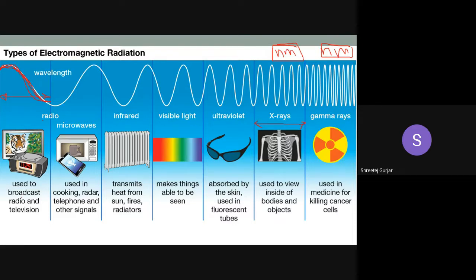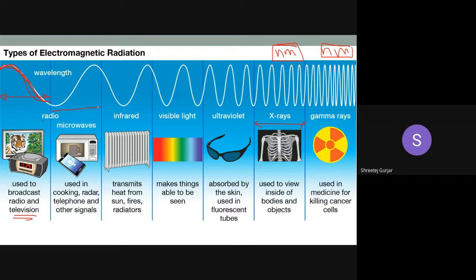What are they used for? They are used to broadcast radio and television, your FM radio, and earlier we used to have antenna TVs, wherein radio waves were used to transmit and broadcast radio and television. Audio and video used to transmit through radio waves. So that is the first part, wherein the wavelength is very large.